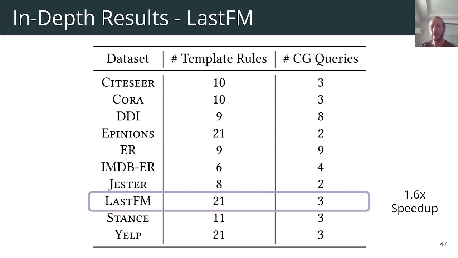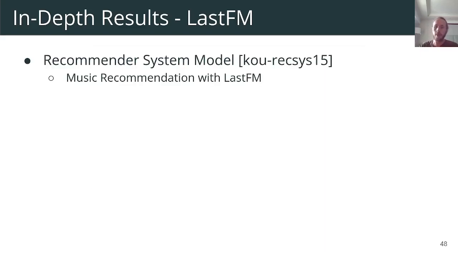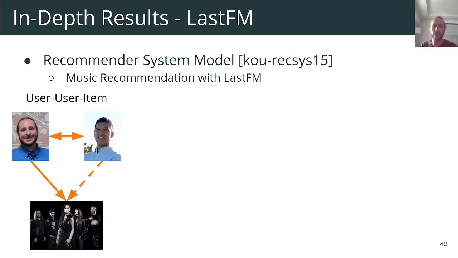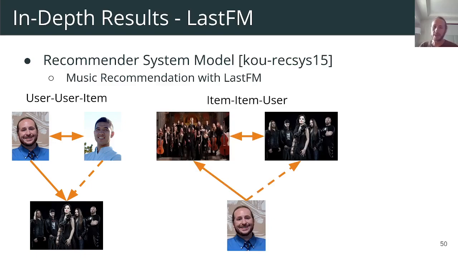And with Last.fm, the important thing to understand is that this is a recommender system data set that's recommending music to users. There are 3 core concepts that you see in almost every recommender system model. The first is exploiting user-user similarity. So if there are 2 users that are similar and we recommend something to one user, maybe we'll recommend it to the other user. The second is item-item similarity. So if a user likes some item, and we know there's another item that's similar, maybe we should recommend that other item as well.